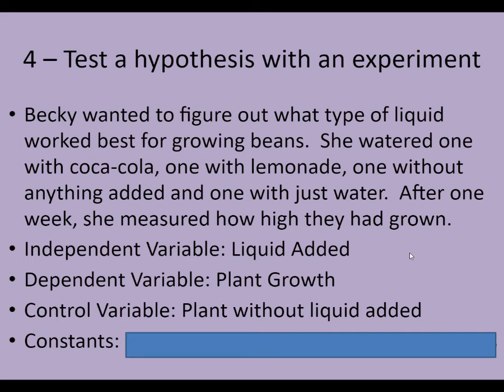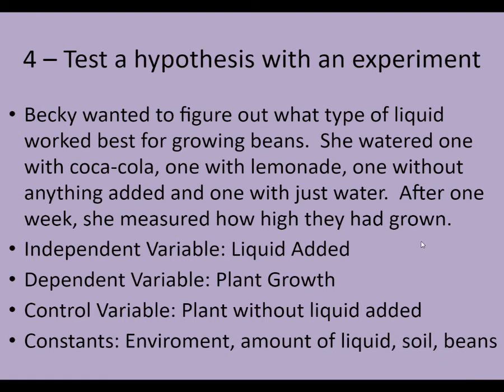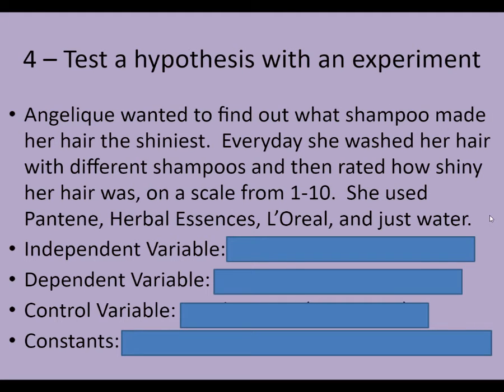The control is the plant without any liquid because we're doing nothing to it. So that means it is staying the same. And our constants are the environment, the amount of liquid, the soil and the beans. They're all going to be the same type. So that way there is nothing different between each one that can cause a change. Because you don't want a different type of bean that's going to grow faster or slower, no matter what you do to it. All right.